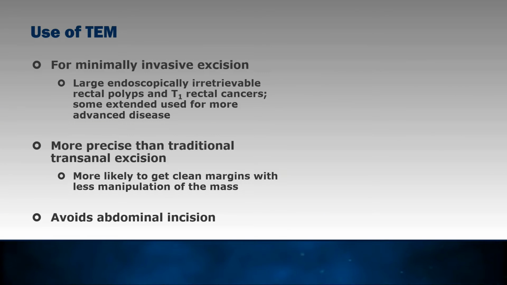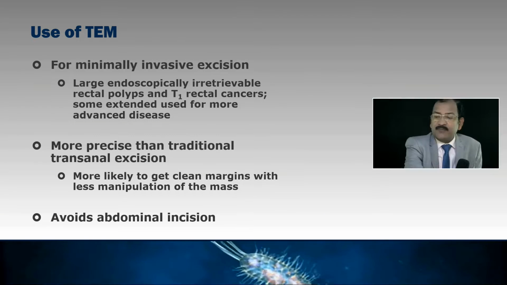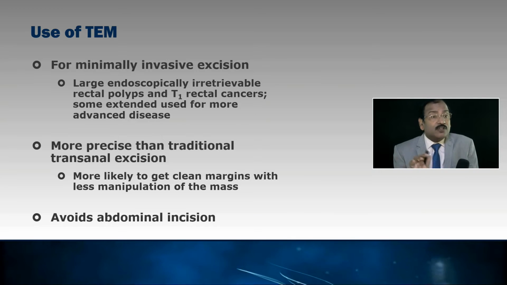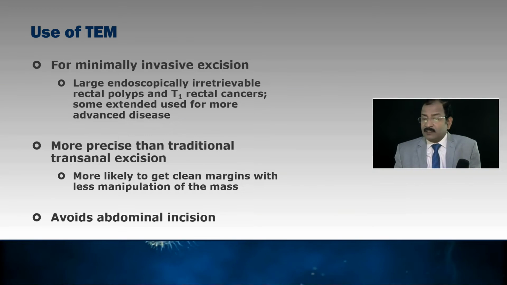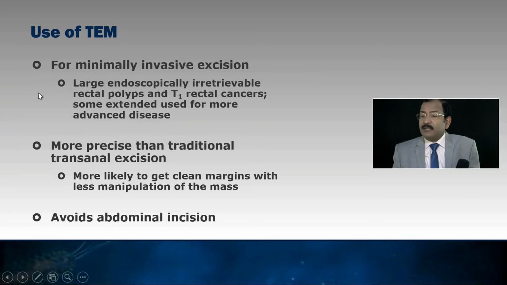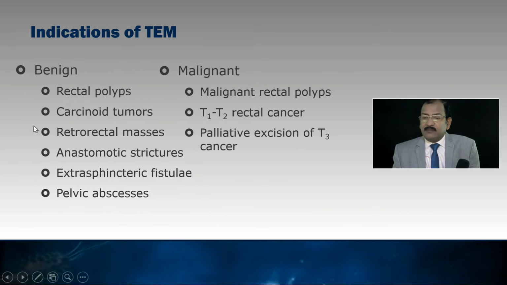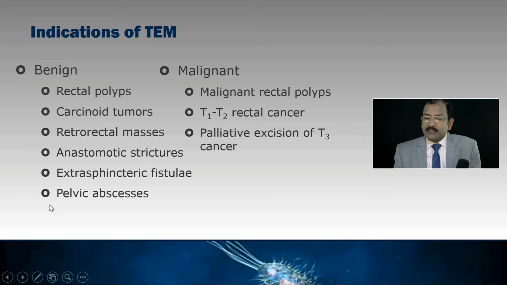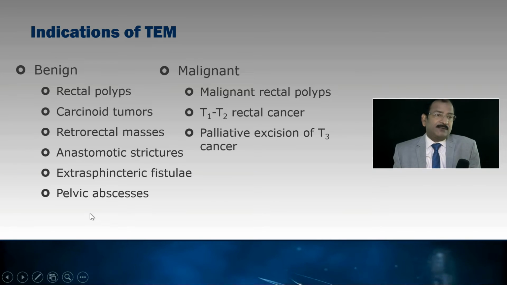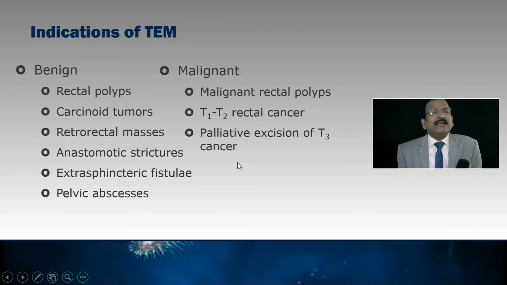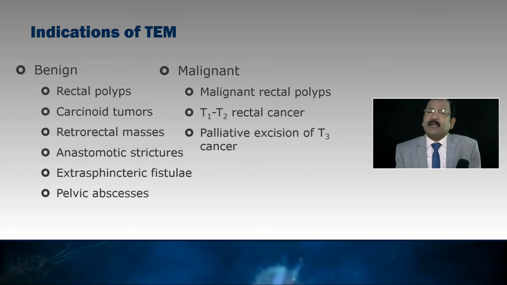TEM is one of the best surgeries you can perform if the patient is properly diagnosed. These are the indications: large endoscopically irretrievable rectal polyp, cancer. Benign indications are rectal polyp, carcinoid tumor, rectal masses, anastomosis stricture, anastomosis fistula, and pelvic abscesses. Malignancy either at the extreme beginning or the extreme end.